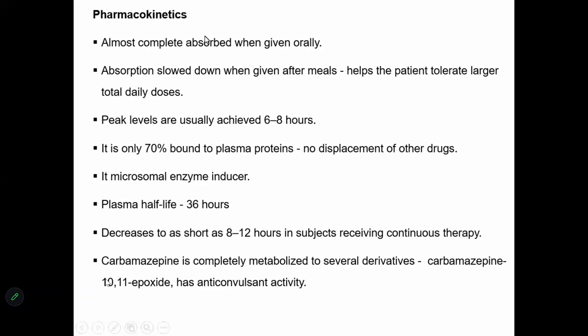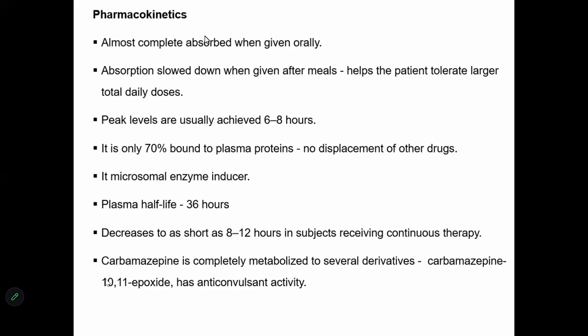When carbamazepine is administered orally, it is completely absorbed. When taken together with meals, it can be tolerated better because the meals slow its absorption. Once absorbed, the peak serum level is reached within 6 to 8 hours. It has 70% plasma binding. It is an inducer, just like phenytoin, of the CYP 450. The plasma half-life is long, up to 36 hours, but not as long as that of phenytoin.